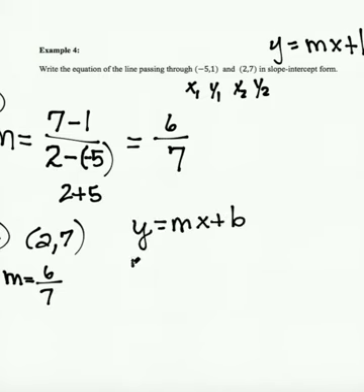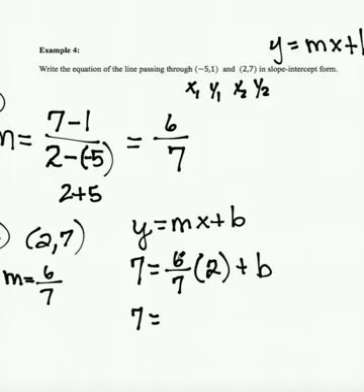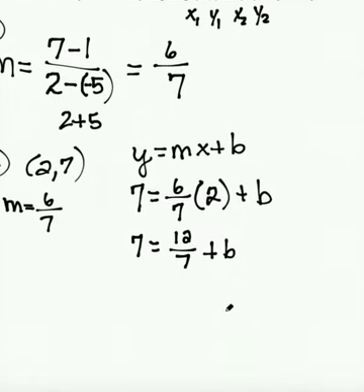My y value is 7. My slope is 6 sevenths, and my x value is 2. And I know that b is a variable that I need to solve for. So that's going to give me 7 equals 6 sevenths times 2 gives me 12 sevenths. And then I have plus b. All right, my next step is going to be to subtract 12 sevenths from both sides. So I'm going to go ahead and subtract 12 sevenths from both sides.